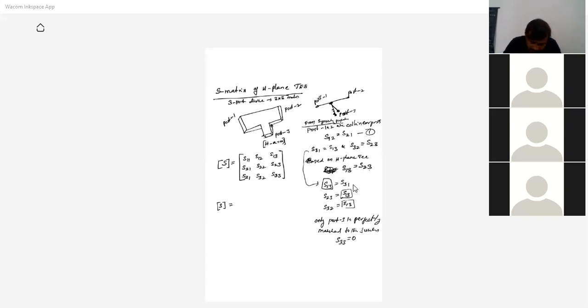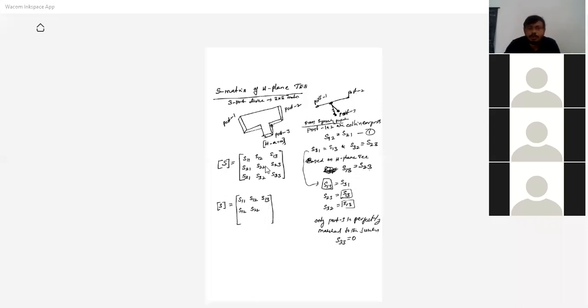Now you can see the modified S matrix. S11 is there, S12 is there, S13 is there. Then what is S21? S21 is S12 only, from the collinear ports, based on the symmetry property. So in place of S21, we can write S12. Then we have S22.